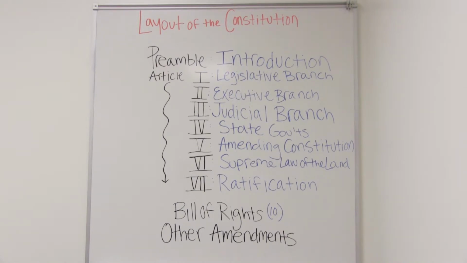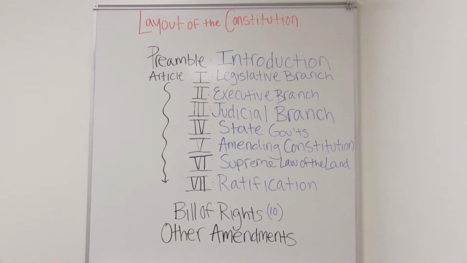Article 1 discusses the legislative branch, which is Congress. It lays out what the requirements are to be a member of the legislature, the House and the Senate, the two parts of it, and what their powers are, what their responsibilities are.